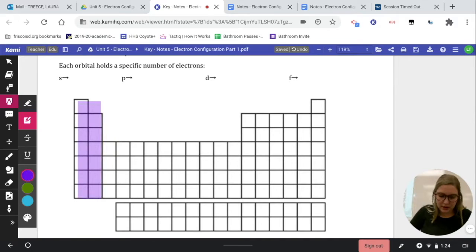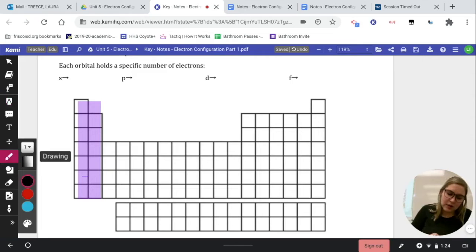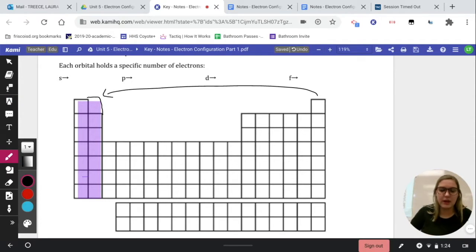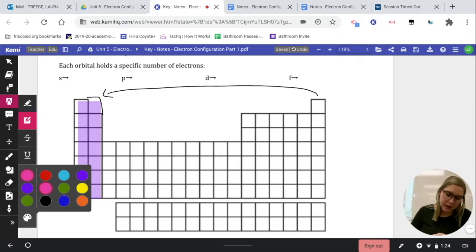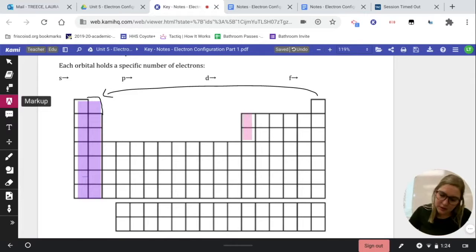is right here. Now guys, in my S block, helium does move over. So helium is part of the S block, even though technically it's not an alkali or alkaline earth metal. Helium is kind of our one exception to that. And then my P block is over here.